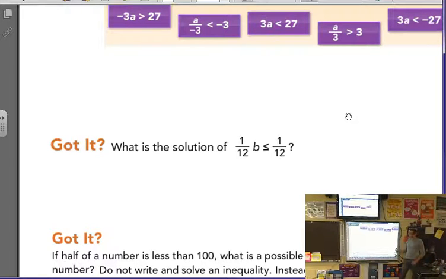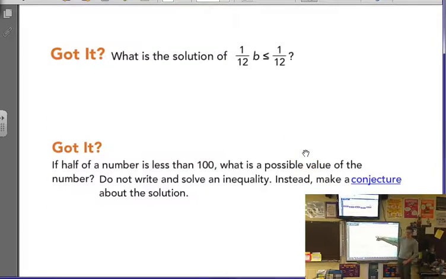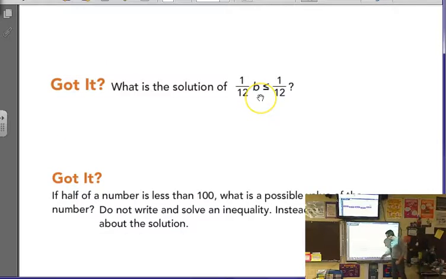Otherwise, move on and check out figuring out the solution to 1/12 of b is less than or equal to 1/12. We talked about what we want to do when we have fraction coefficients. So you can either try to remember our rule for what we do when we have a fraction in the place of the coefficient, how we cancel that out, or you can think of 1/12 really as being b divided by 12, because that would be 1/12 of b.